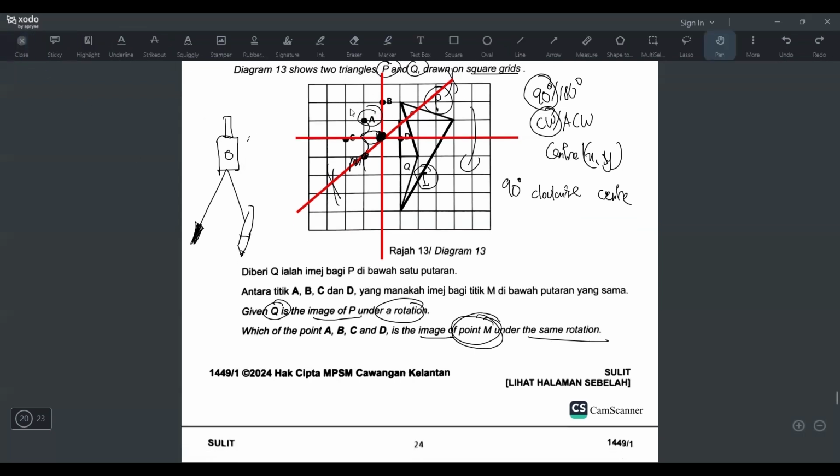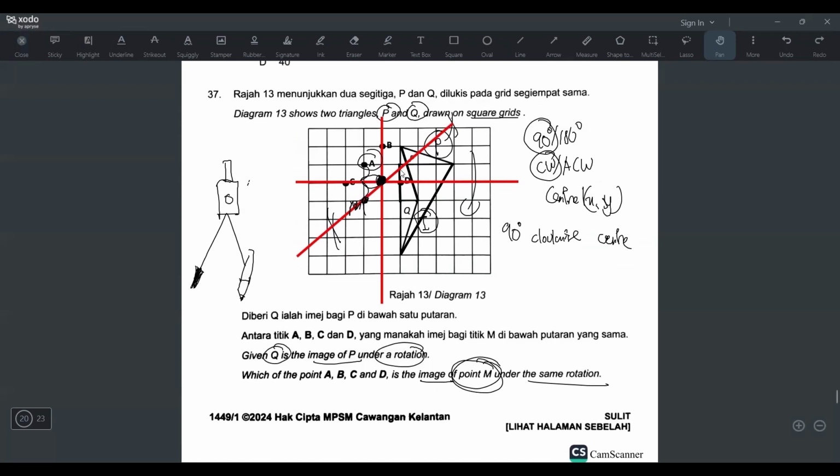Tapi kalau rotate 180 tak payah terbalik. Only when rotate 90 saja you kena terbalik you punya horizontal vertical. Tapi kalau rotate 180 tak payah. 180 you just same. Okay? It's just different direction, but the horizontal punya and vertical punya kotak sama. Okay? Okay lah, hope you understand. So that is the answer for 37.